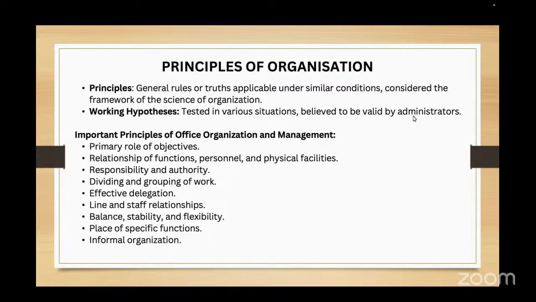Principle of relationship of functions, personal and physical facilities. This principle explains that the work to be done, like functions, the needed people, and the material or resources, must all be aligned and work together. The type of task to be performed will determine the kind of employees and resources needed, ensuring the right fit for effective performance.